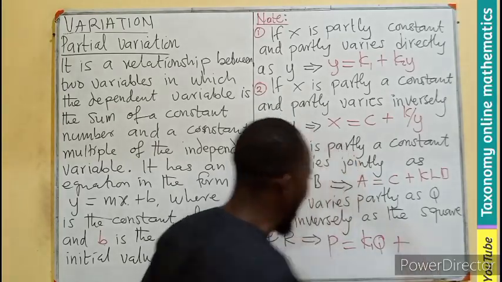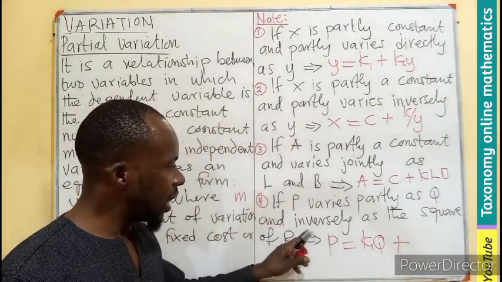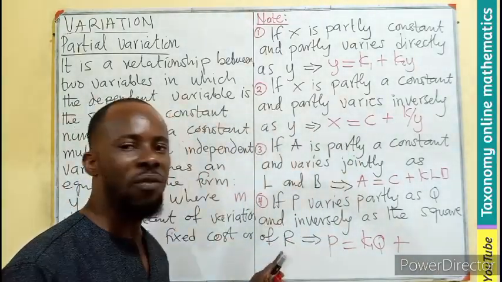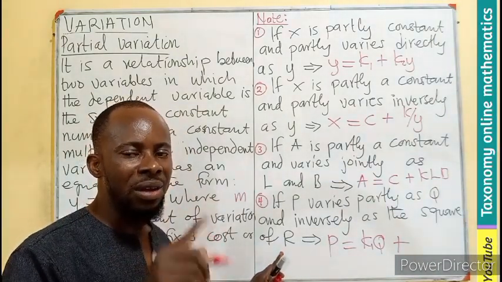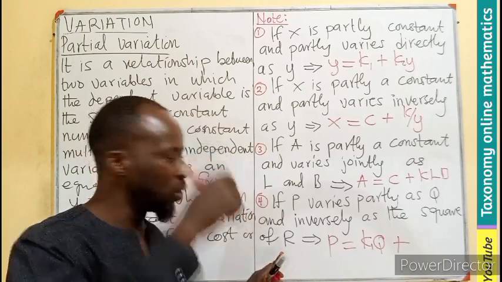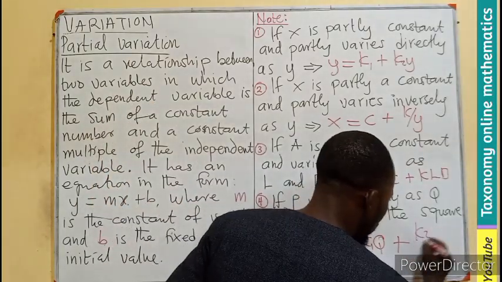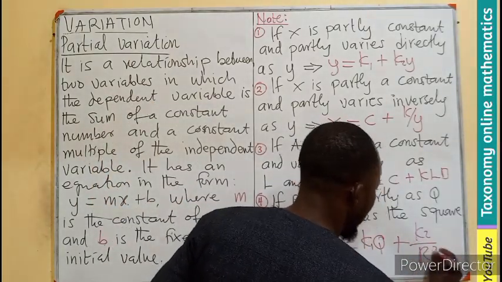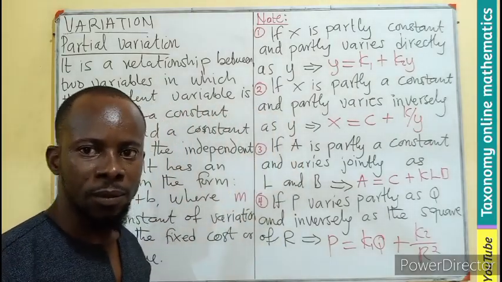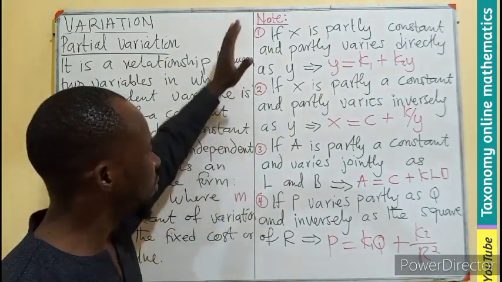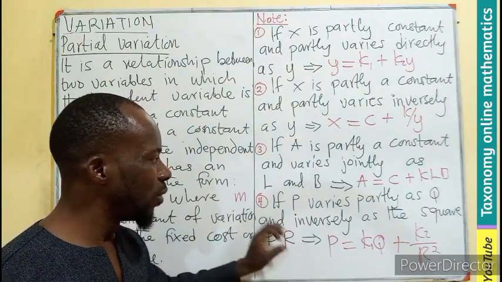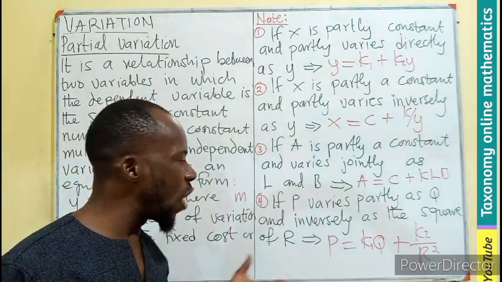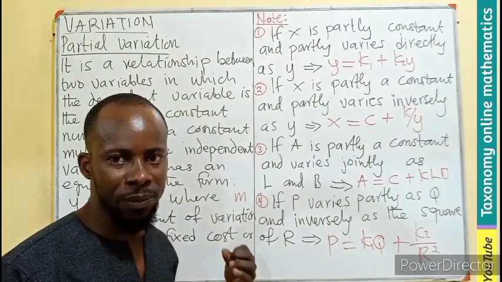Then the summation plus inversely as the square of R. We know inverse is 1 over the square of R, but there should be a variation constant. So that will be K2 over R squared. I believe the concept of joint variation is clear. We need to be able to know how we can coin the equation from the question.